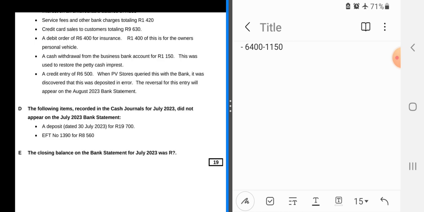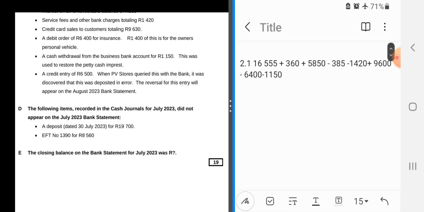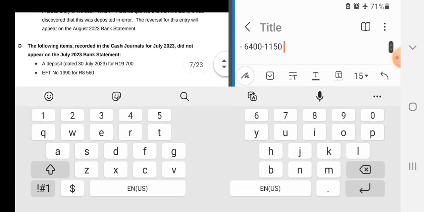A credit entry of 6,500 rand. When PV Stores queried this with the bank, it was discovered that this was deposited in error. The reverse for this entry will appear on the August 2023 statement. So that one was just an error, and the error of a bank will be corrected in the bank reconciliation statement.